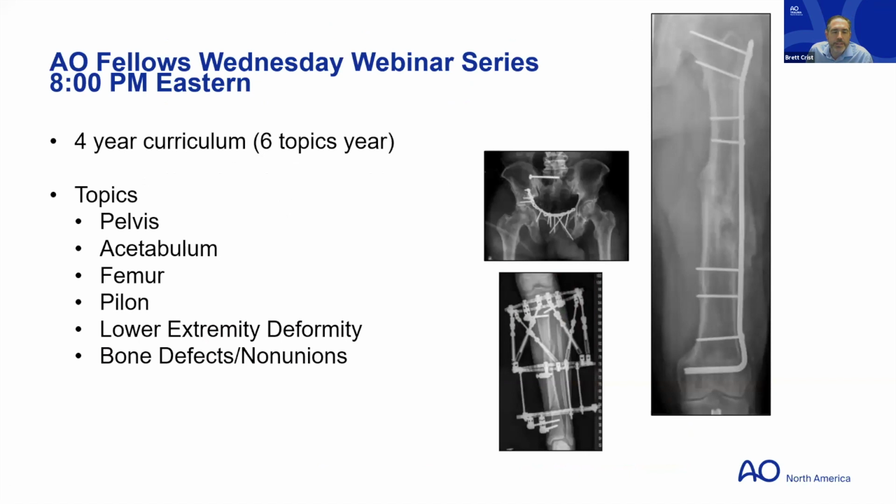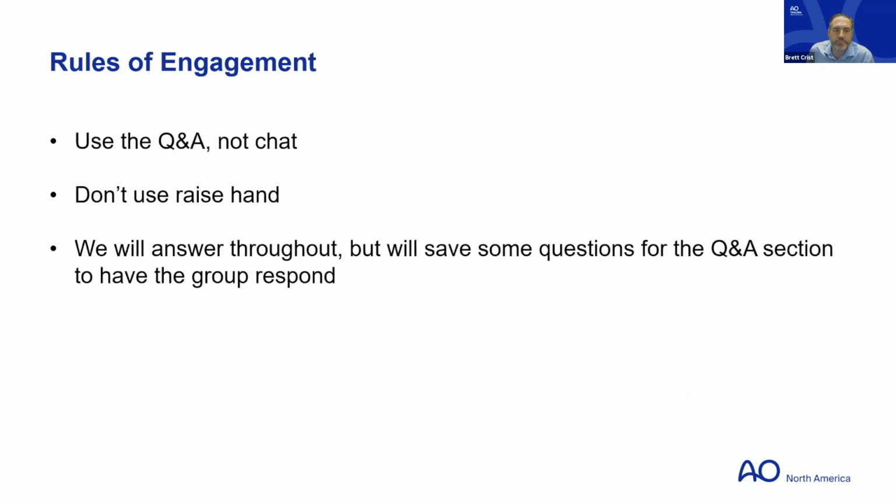The webinar series happens at 8 p.m. Eastern on Wednesdays, and it's a 4-year curriculum, 6 topics a year. The topics include pelvis and acetabulum, femur, pilon, lower extremity deformity, and then bone defects and non-unions.